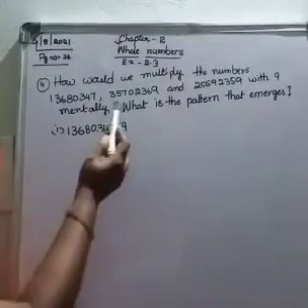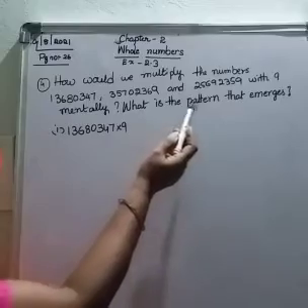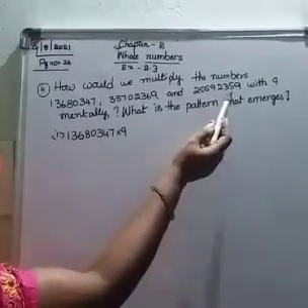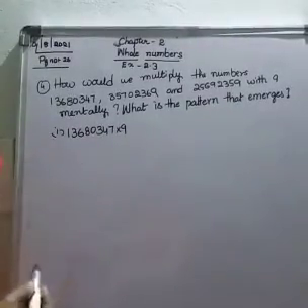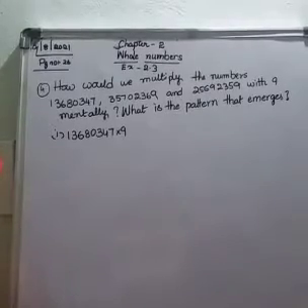13680347, 3570 2369 and 2569 2359 with 9 mentally. What is the pattern that emerges?